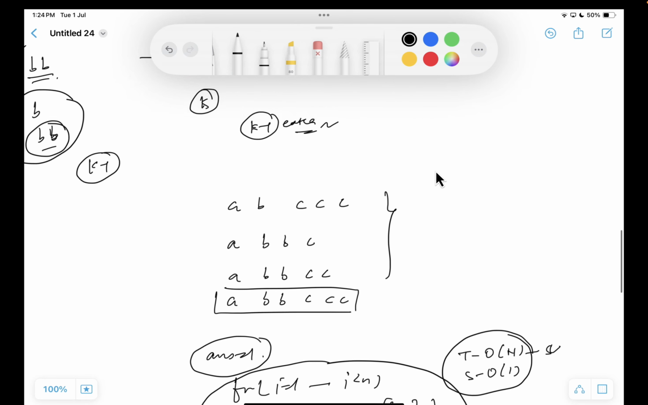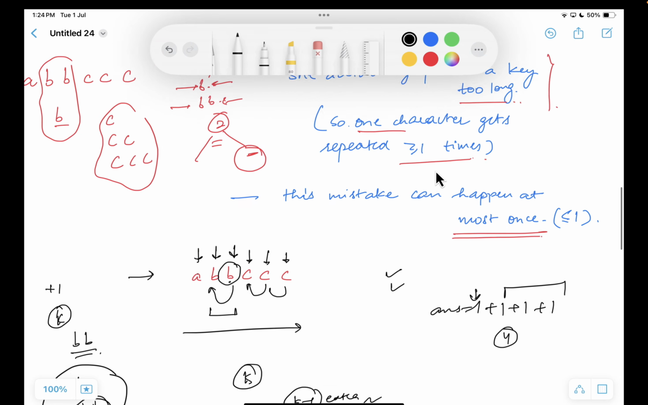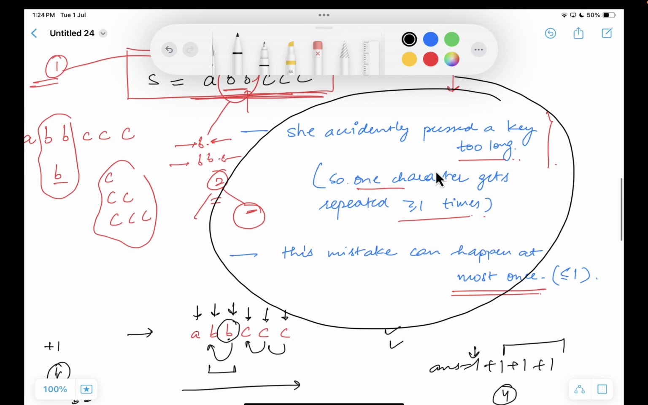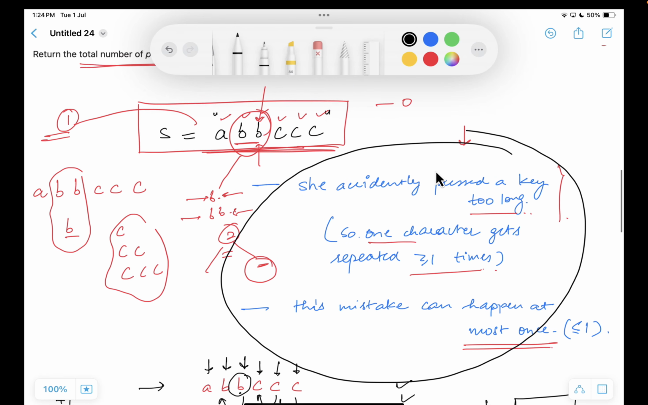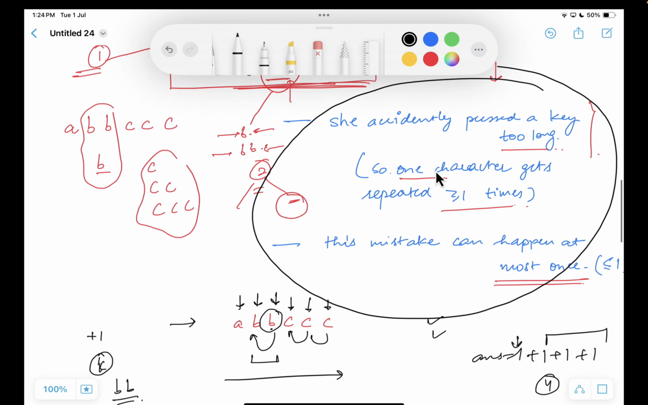Linear time, constant space. So what you have to understand is this portion. This is something that is very important for you to understand. Understanding the problem statement is the only important part in this problem. Otherwise, the approach is traversal on the string.